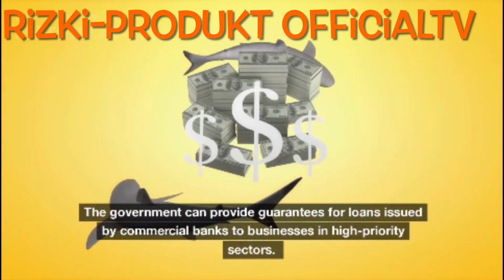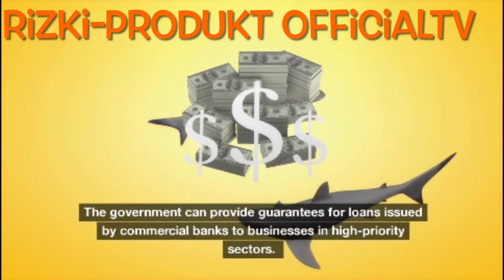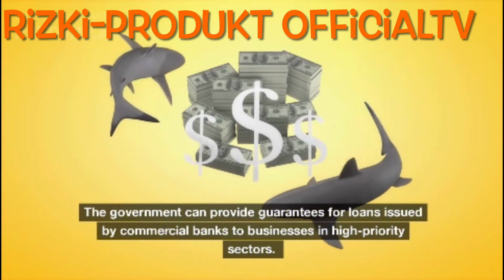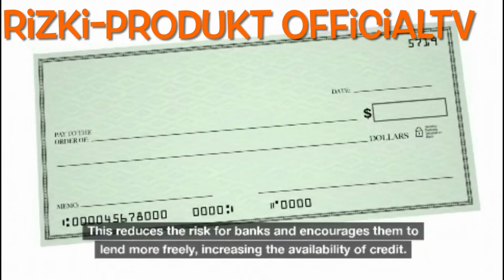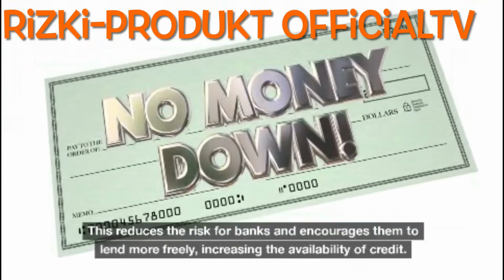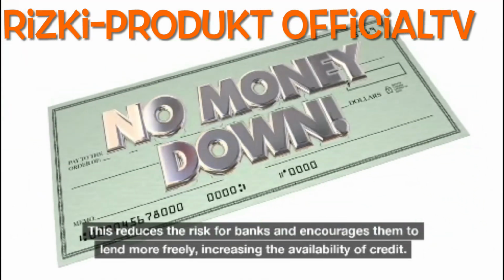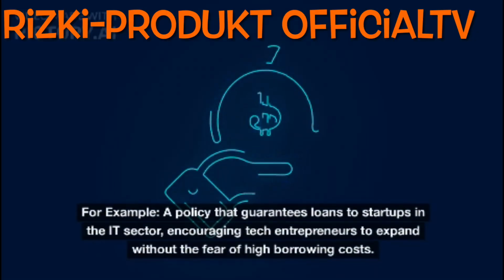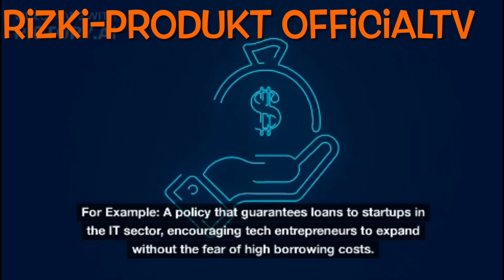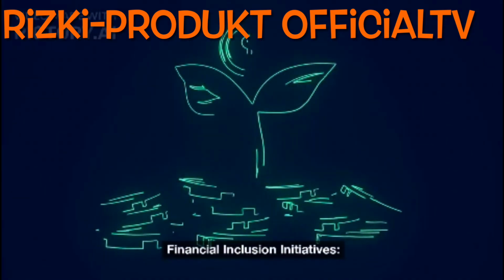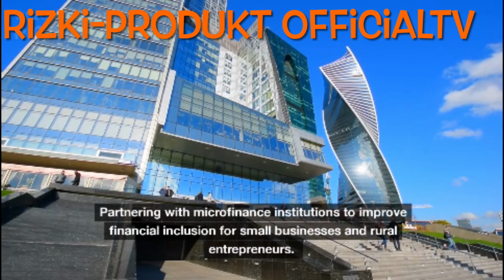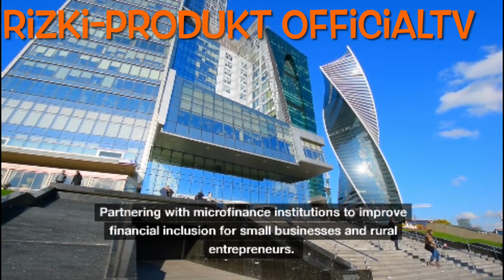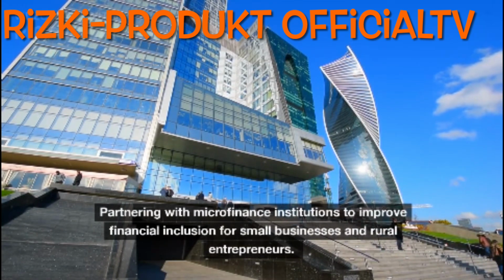The government can provide guarantees for loans issued by commercial banks to businesses in high-priority sectors. This reduces the risk for banks and encourages them to lend more freely, increasing the availability of credit. For example, a policy that guarantees loans to startups in the IT sector, encouraging tech entrepreneurs to expand without the fear of high borrowing costs. Financial inclusion initiatives. Partnering with microfinance institutions to improve financial inclusion for small businesses and rural entrepreneurs.